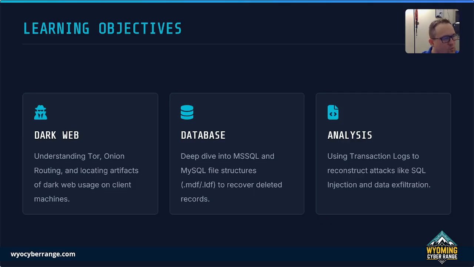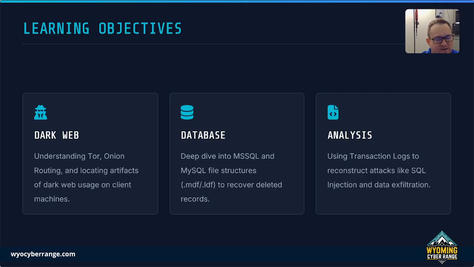First, we will understand the dark web, including Tor, onion routing, and how to locate client-side artifacts of dark web usage. Second, we're going to dive into the database layer. Specifically, we're going to be looking at Microsoft SQL and MySQL file structures because we may need to understand how to recover deleted files.